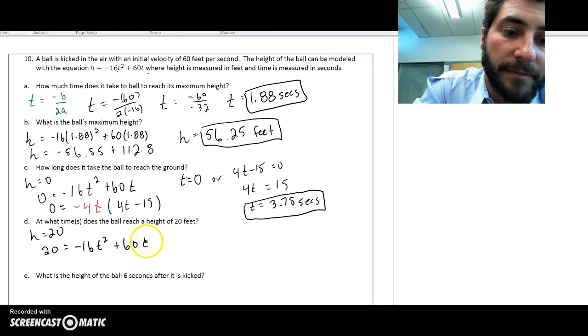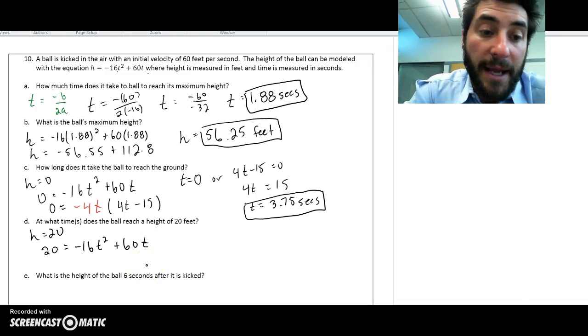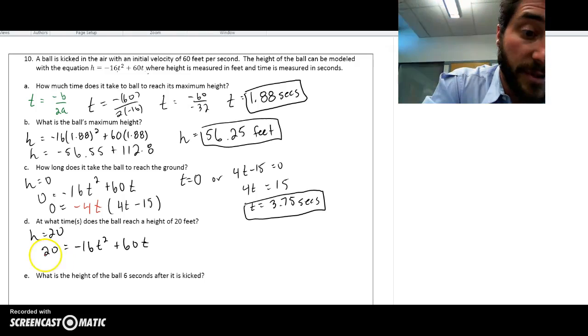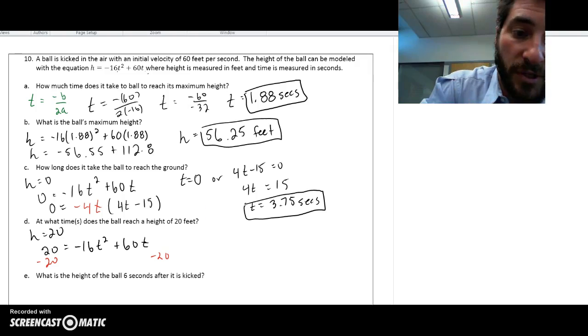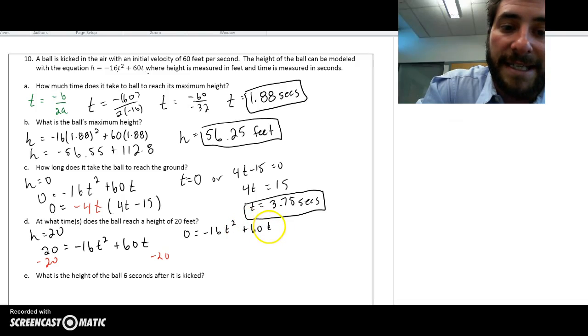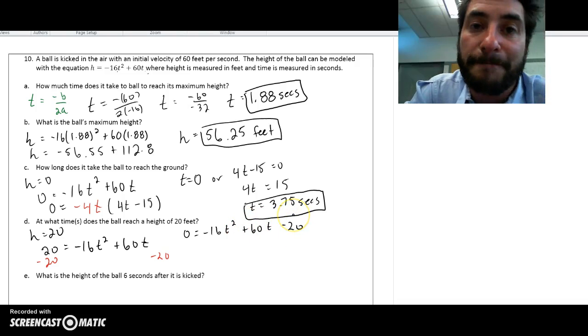All right. And I need this to equal 0. In order to solve this equation, we need it to equal 0. So I'm going to subtract 20 and get a new equation. We get that 0 equals negative 16t squared plus 60t minus 20.